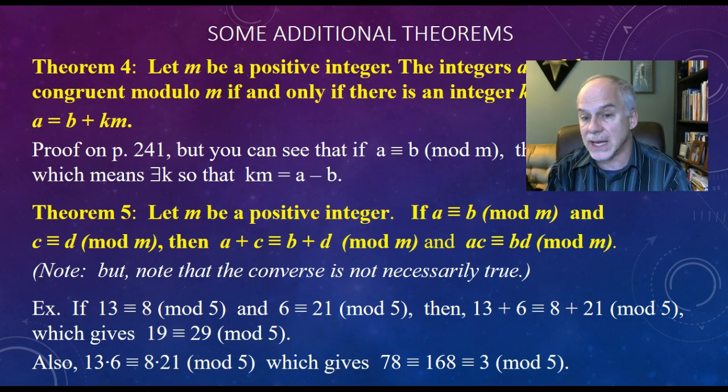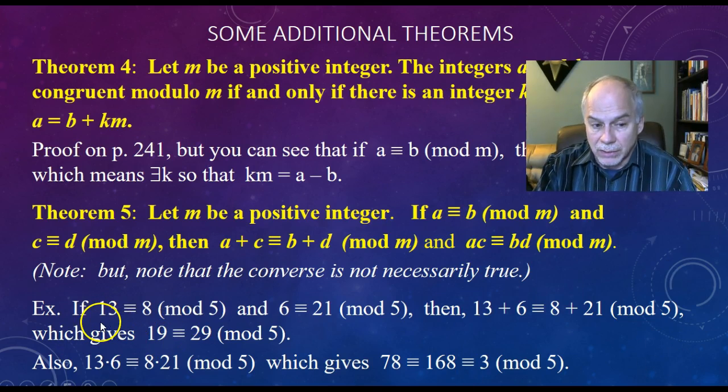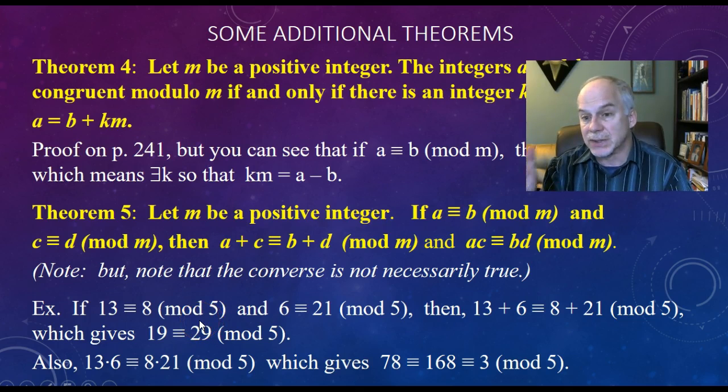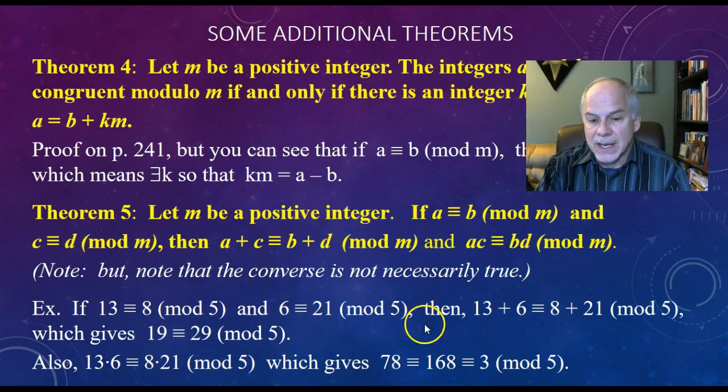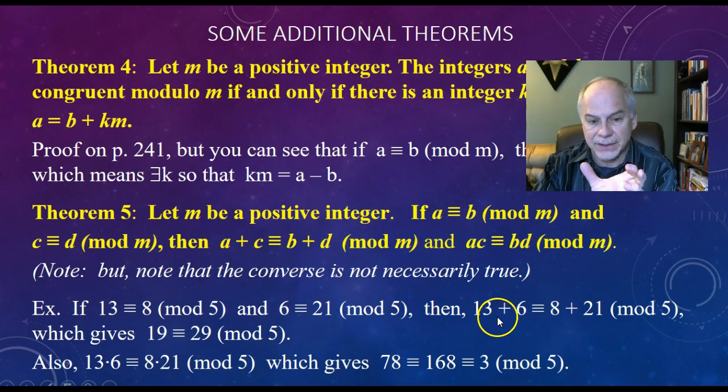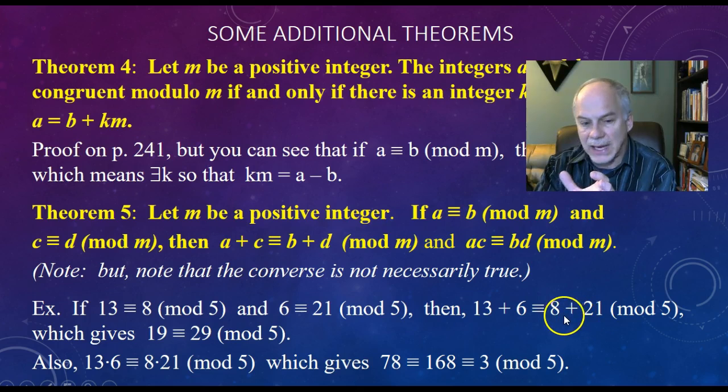So the converse is not necessarily true. All right? Now, if 13 is congruent to 8 mod 5, which it is because the remainder when you divide 13 by 5 is 3, and the remainder when you divide 8 by 5 is also 3. So they're congruent mod 5. And 6 is congruent to 21 mod 5. Then I could add the left sides, 13 plus 6, and that's congruent to the sum of the right sides, 8 plus 21. Okay, which if you add that up, you get 19 is congruent to 29.